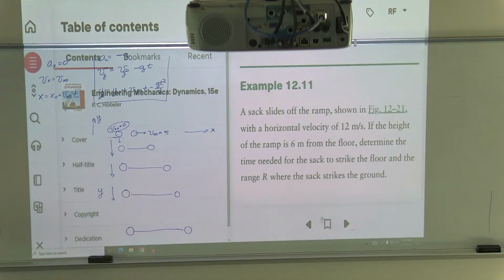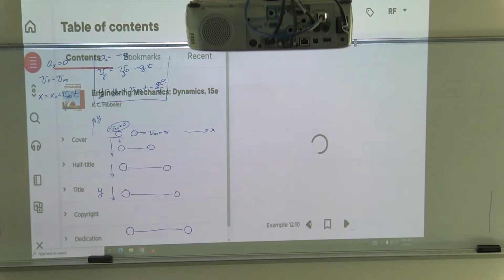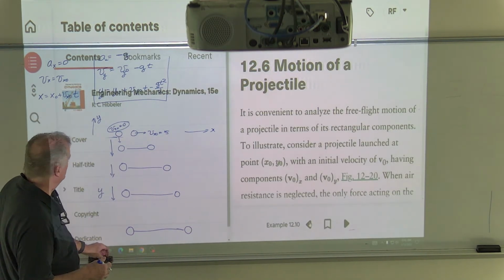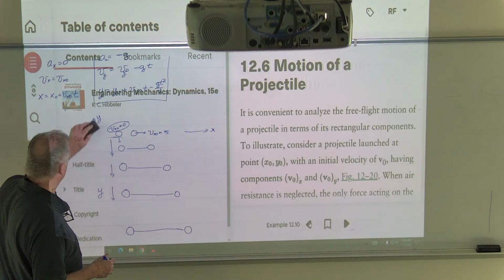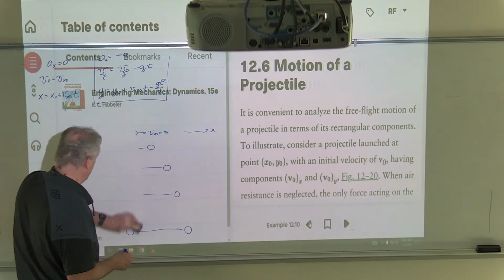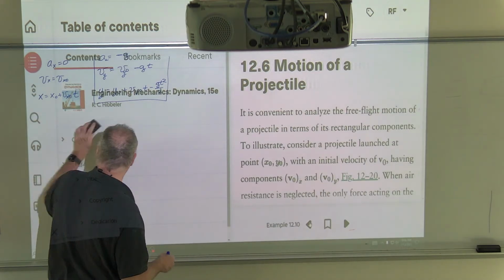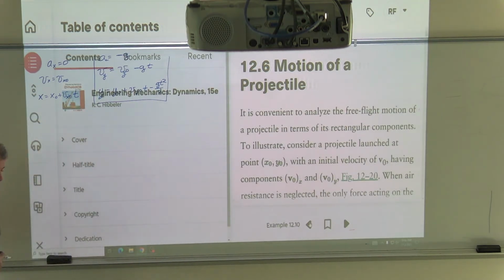So in essence, the two equations are actually independent. To put them together is where you get the parabolic motion. And so let's just do an example, and then I'll show you what he does differently here than what you do in physics.